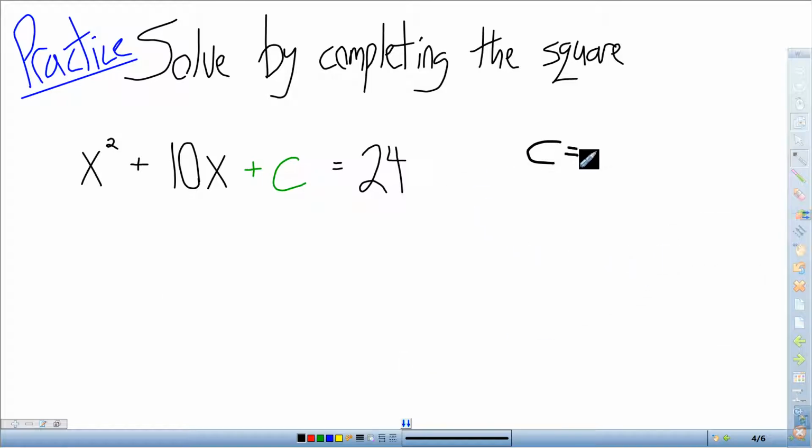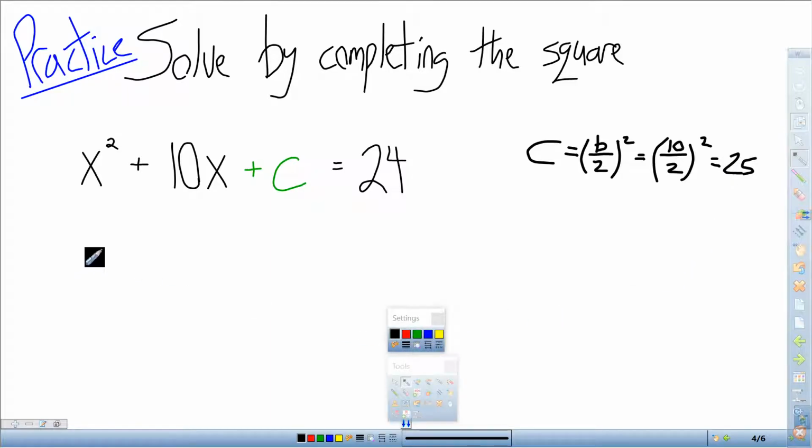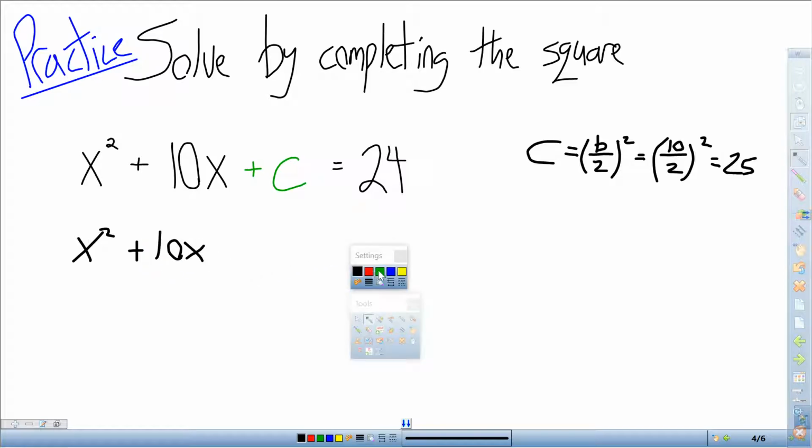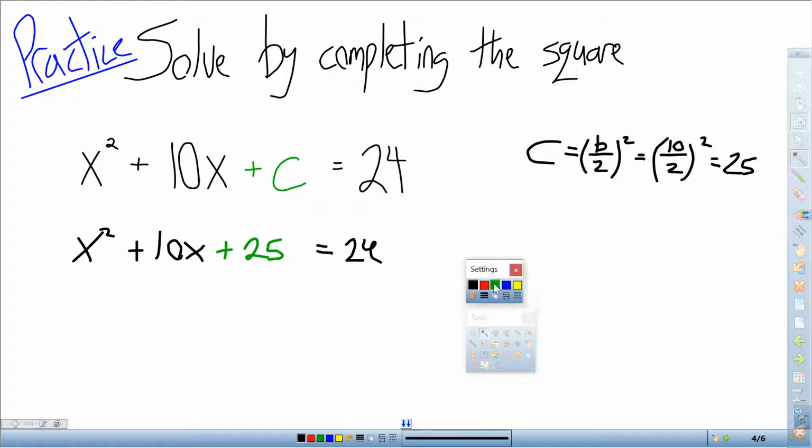Okay, so our C value, again, is b divided by 2 squared. Our b value on this is a 10. So again, we're getting 10 divided by 2 squared. This is the same thing that happened on the last one. 5 squared gives me a 25. All right, so when I go to rewrite this, I got an x squared plus 10x, and my new C value is a positive 25. Over on the right, I got 24, and I have to also add that 25 over there.